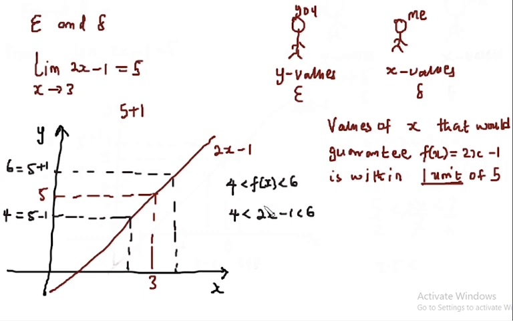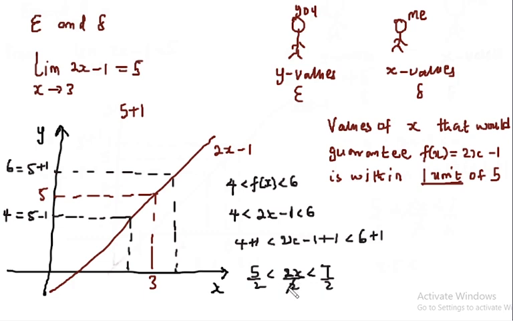My next target is to make x the only value here. So how do I do that? The first step is to add 1 throughout the inequality. So this will be 4 plus 1 less than 2x minus 1 plus 1 less than 6 plus 1. This is 5 less than 2x, since minus 1 plus 1 cancels, less than 6 plus 1, which is 7. I still have 2x, so I have to divide through by 2. So I'll divide everything by 2 here.